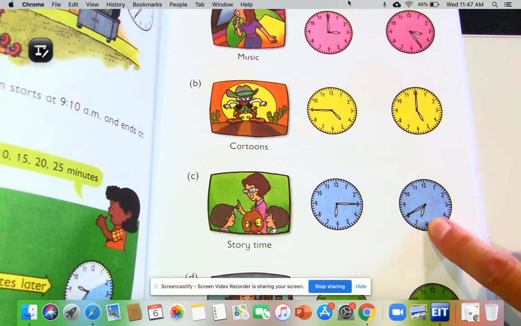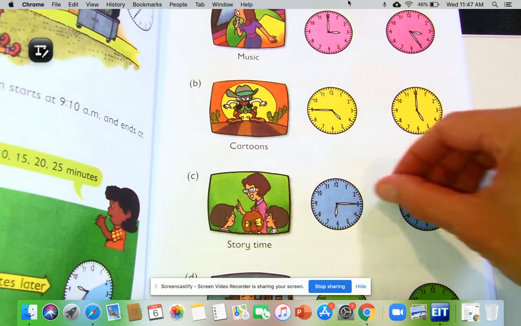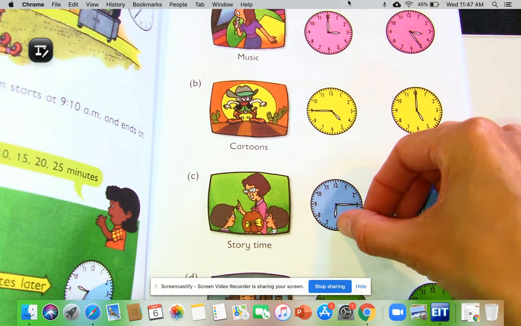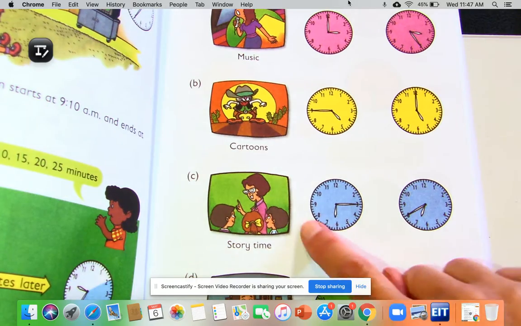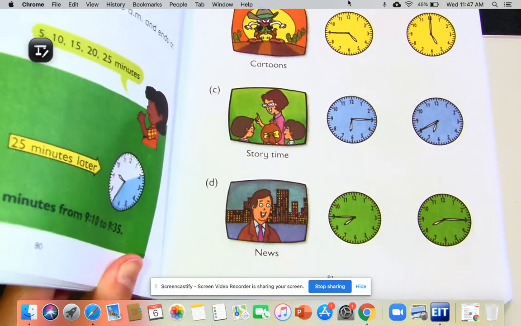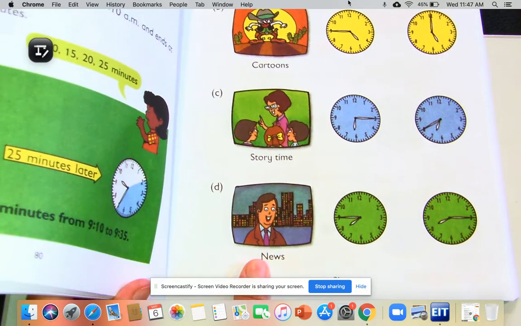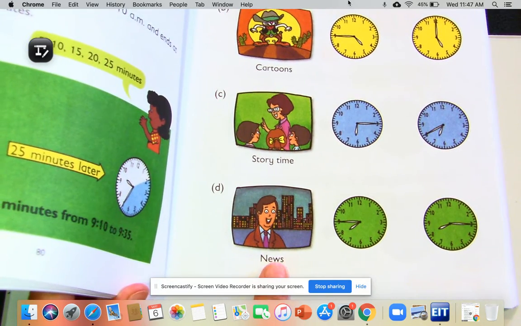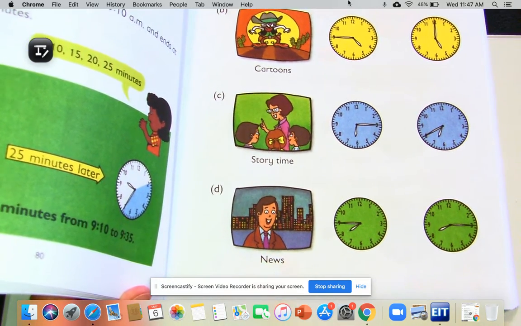6:40. So I'm going to go back to when it starts. 5, 10, 15, 20, 25. So 25 minutes for story time. And the last one we have is the news. Ooh, he looks like an interesting news guy, doesn't he? Very excited about something. All right.